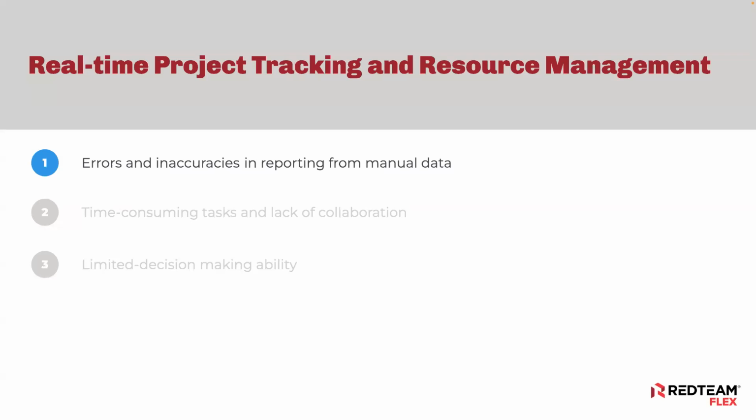So there was a lot of manual work involved in tracking, making sure everything's up to renewal. Those are expiring all the time. So like I said, that's a lot of manual tracking. We're going to go through that workflow in just a second on Red Team Flex.